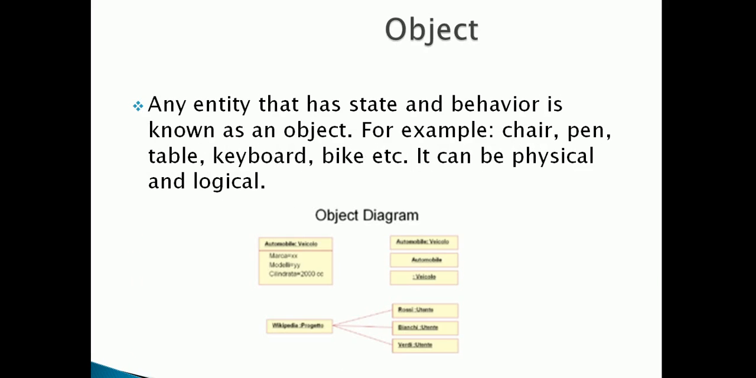Now the first term: what is meant by object? As we discussed, everything in the real world we call an object. That is chair, pen, table, keyboard, bike, mouse. Everything can be an object, physical or logical.